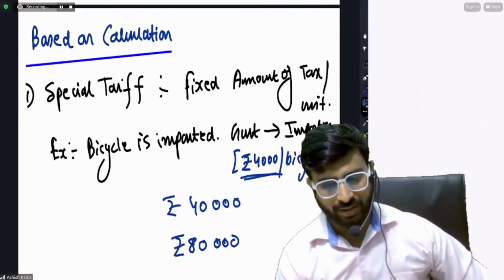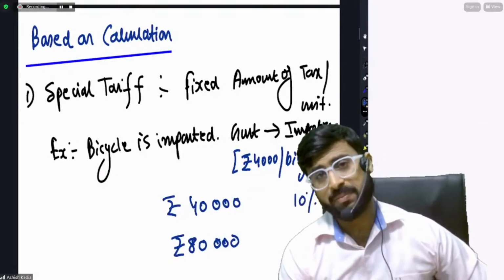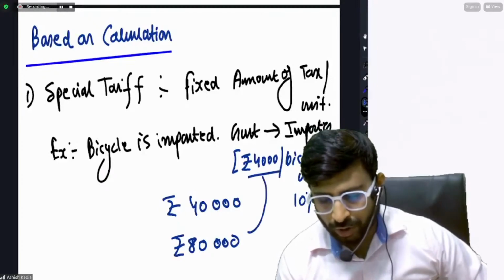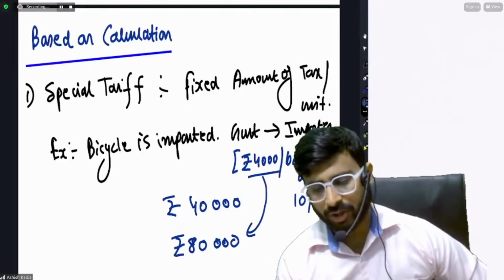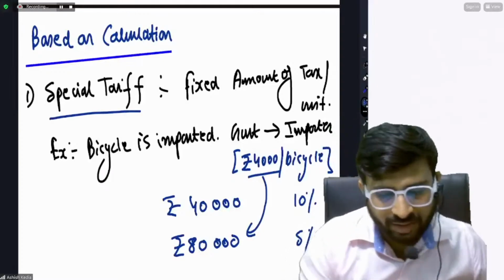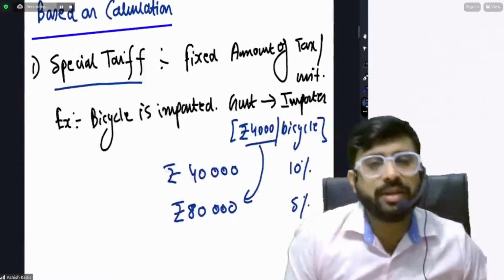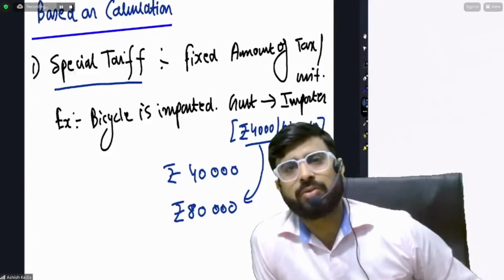Yes, the percentage changes, because 4,000 by 40,000 into 100 means 10% tax. To the contrary, 4,000 by 80,000 into 100 means 5%. So that is the change. That has definitely changed. Understood everybody? Yes or no? Come on, guys.